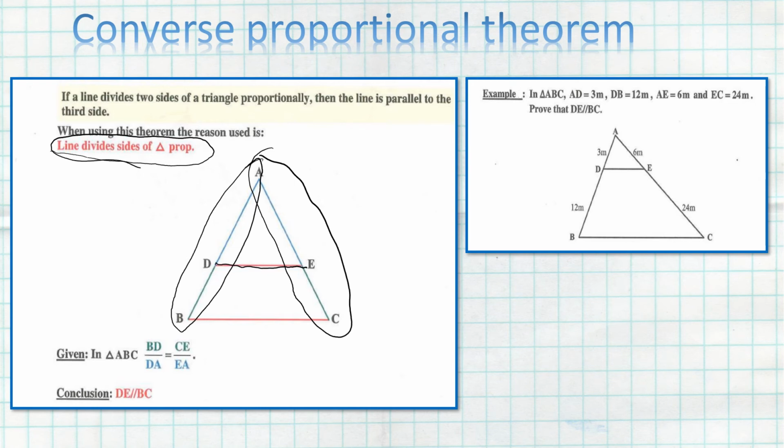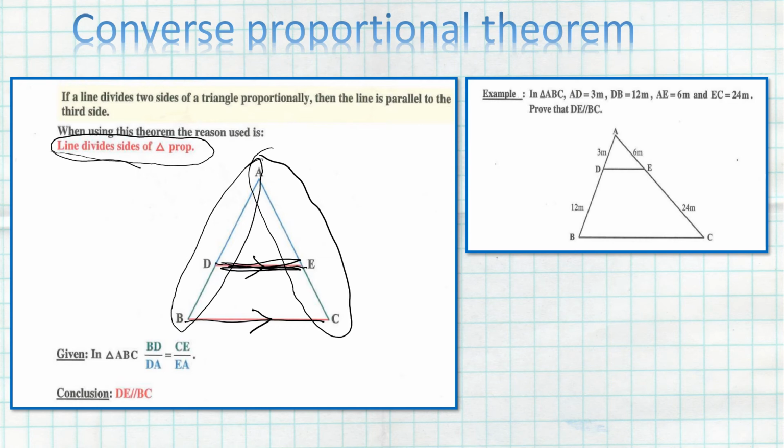What do we mean when we say proportionally? We mean the ratio of the sides are equal, right? Then that line is going to be parallel to the third side. So that's the theorem.